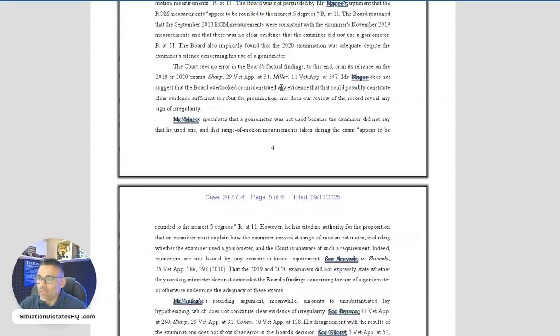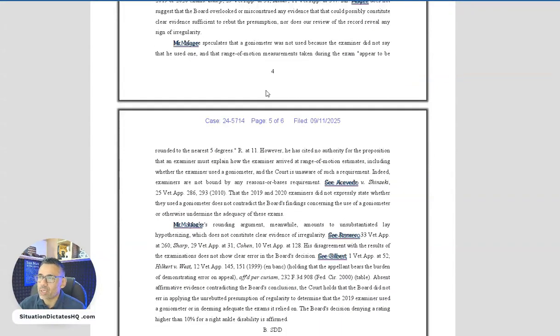So you could see right here, the court sees no error in the board's factual findings to this end or in its reliance on the 2019-2020 exams. McGee does not suggest that the board overlooked or misconstrued any evidence that could possibly constitute clear evidence sufficient to rebut the presumption, nor does our review of the record reveal any sign of irregularity.